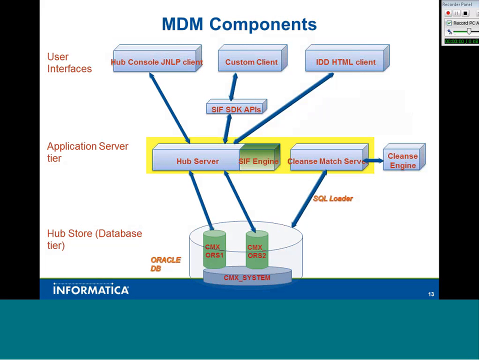In this particular scenario, the middle tier is the application server, through which the console interacts with the database. And on the application server, we have the cleanse and match server as well as the hub server sitting there.